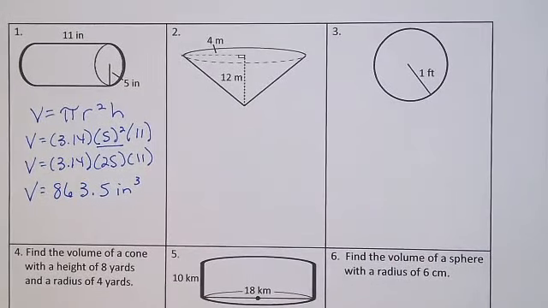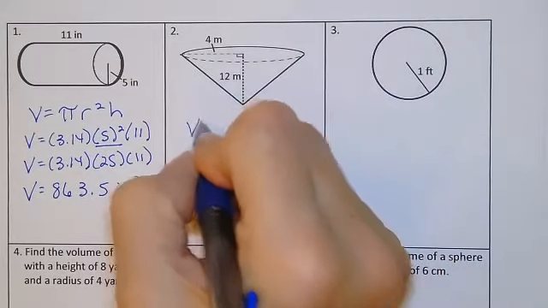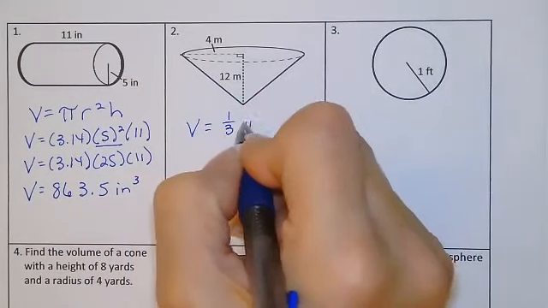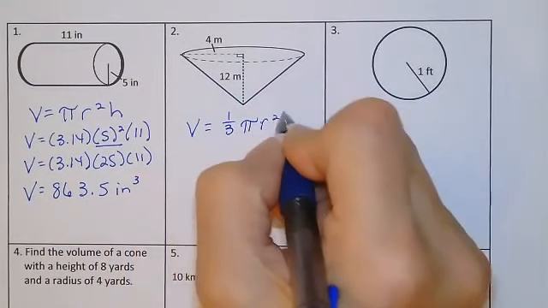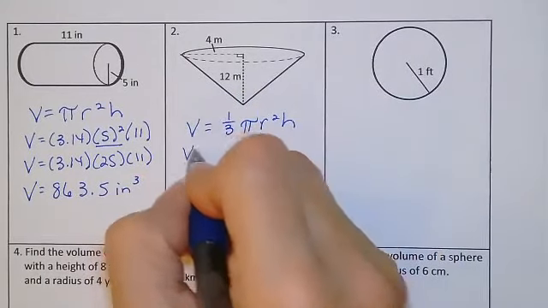All right, number 2. This is a cone. The formula for volume of a cone is 1/3 pi r squared h. And substitute.